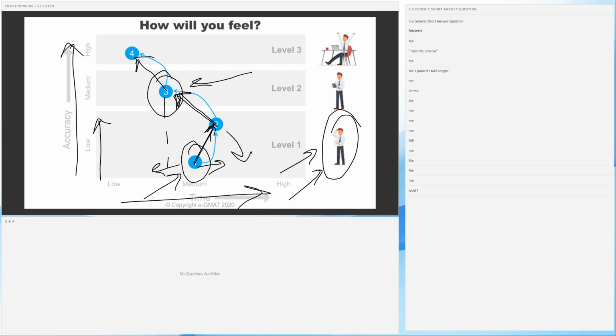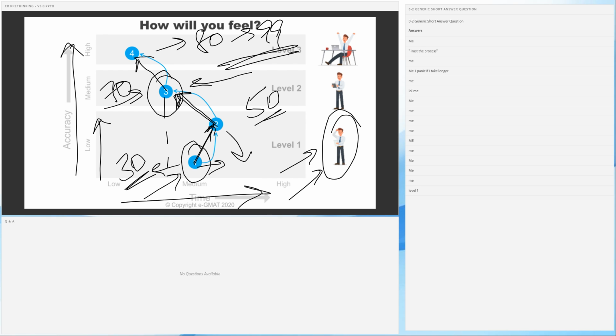This is what I call the 30th percentile point. This is what I call the 40th to 50th percentile point. This is around that 70th. And this is where you go from 80th to 99th percentile point overall.